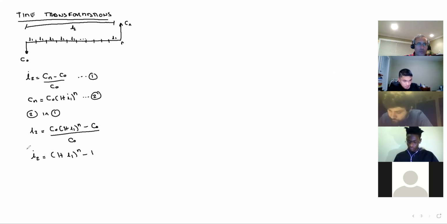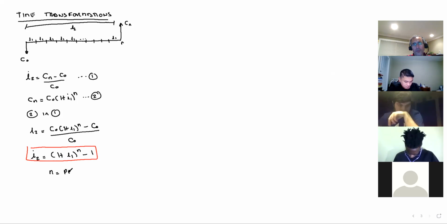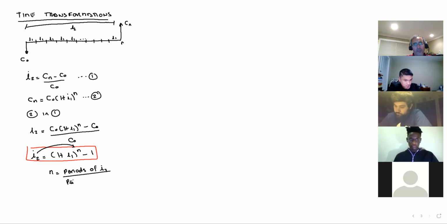And the only thing that you need to remember always, guys, is that this n here is always going to be equal to the period of I2, so this one, divided by the period of interest rate 1, so this one here.